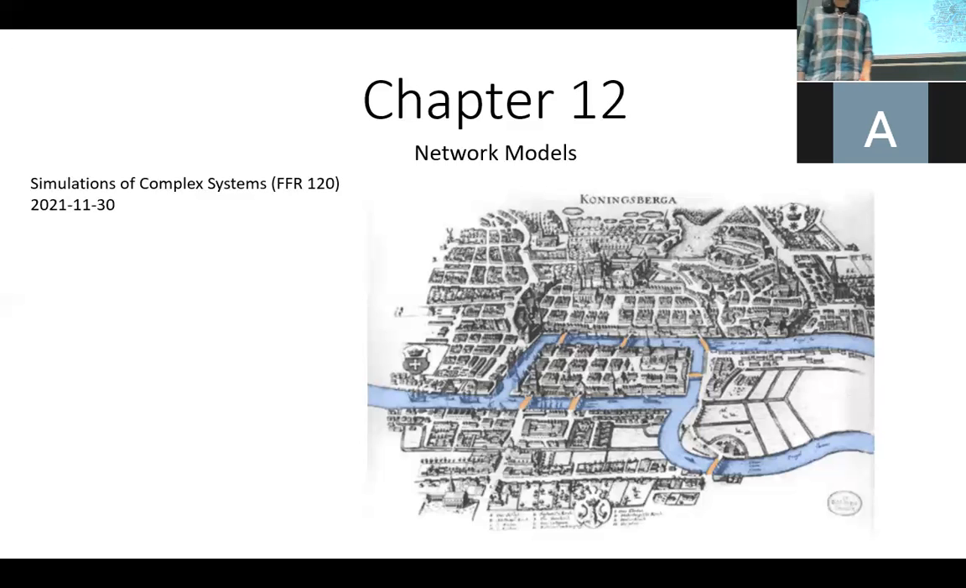This is a problem people struggled with that goes back to the 17th century. In the end, the answer was no, it was not possible. But it was a mathematician who modeled this little town with pieces of land as nodes and the bridges as edges. They modeled this environment with a mathematical network model, and got from there the answer that it was not possible. Now it's working.